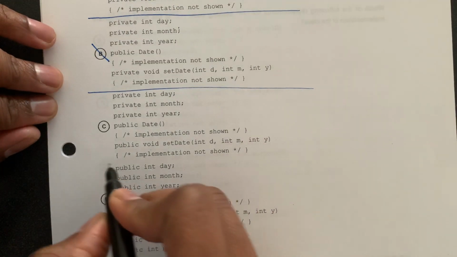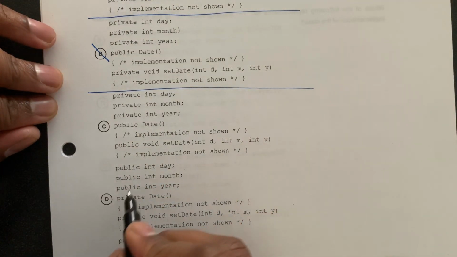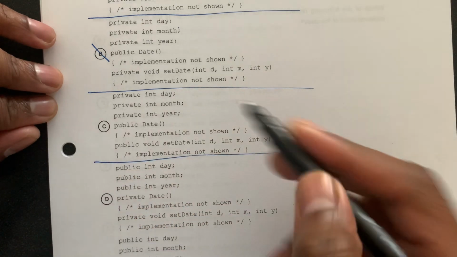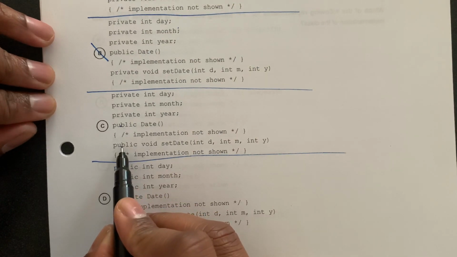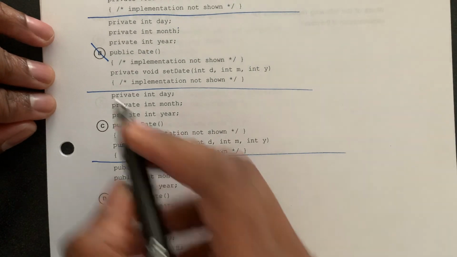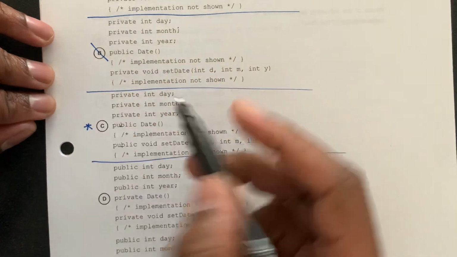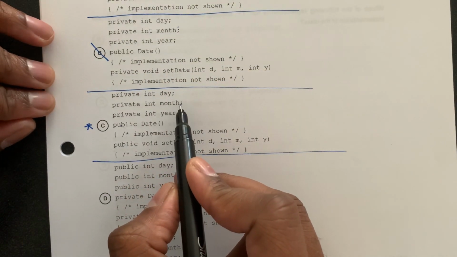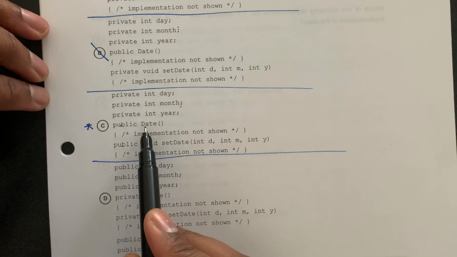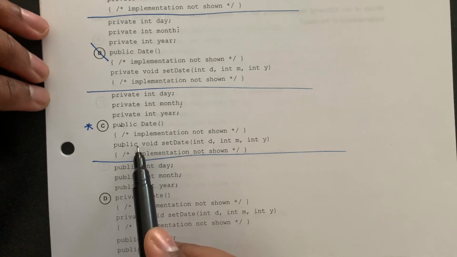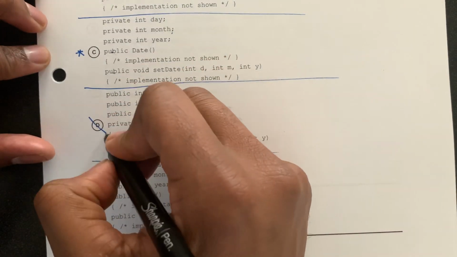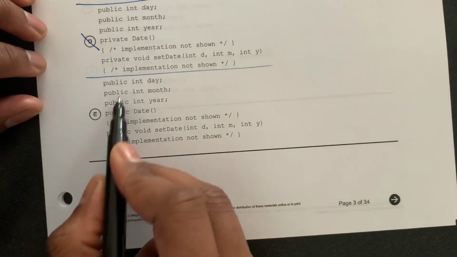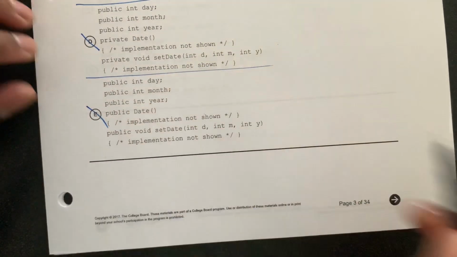For C, we have, where can I separate this? Right here. So we have private instance variables, a public constructor, and a public method for a set date. That's probably going to be our correct answer because the variables are private as needed. The constructor for date is public, and so is the set date method. For D, we have public variables, so that's going to mark D out. And for E, we also have public variables, so that's going to mark that out as well.